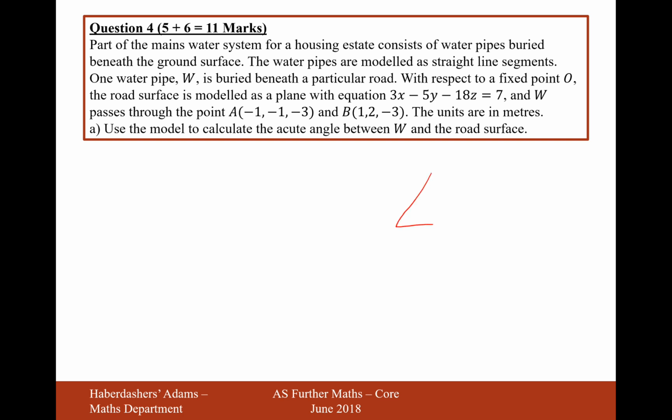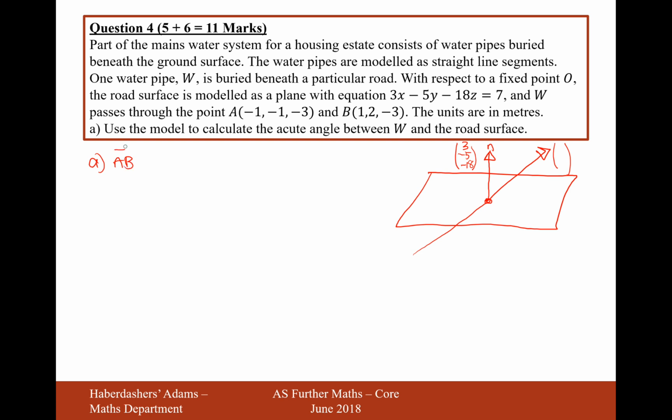So this question here is effectively find the angle between a plane and an intersecting line. So let's just draw our little model of this here. In this question, we need to know the n vector of the plane, and the n vector is just going to be the coefficients of the plane. So 3, minus 5, minus 18. We also need to know the direction vector of the line. So that's the direction vector from A to B.